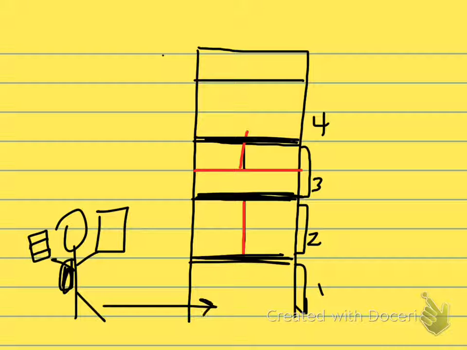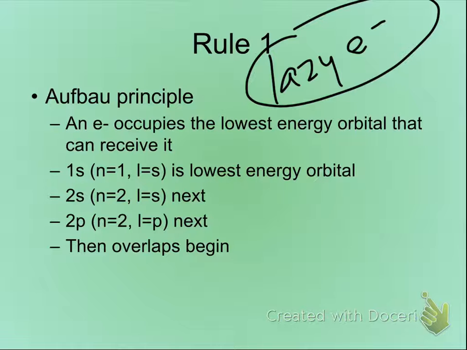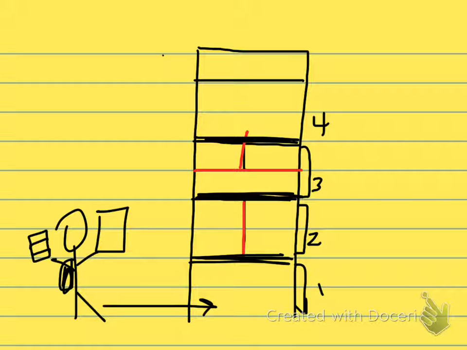If there's a room on the first floor, you're not going to climb the steps. You take the lowest energy room available to you, because it takes energy to go to a higher level. We're assuming there's no elevator here. It requires energy for you to climb up. So this is the lazy electron principle. An electron goes to the lowest energy orbital that will take it. And like I said, I think about this like a high-rise dormitory.